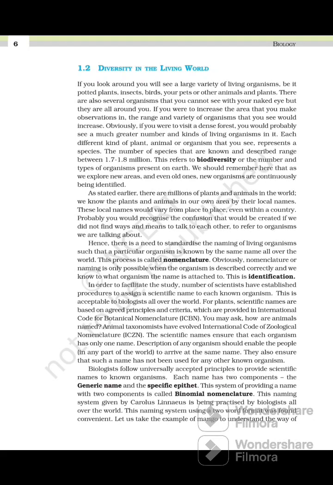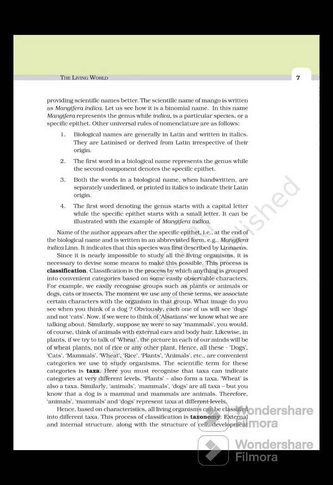This naming system using a two-word format was found convenient. Let us take the example of mango to understand the way of providing scientific names better. The scientific name of mango is written as Mangifera indica. Let us see how it is a binomial name. In this name, Mangifera represents the genus, while indica is a particular species or specific epithet.